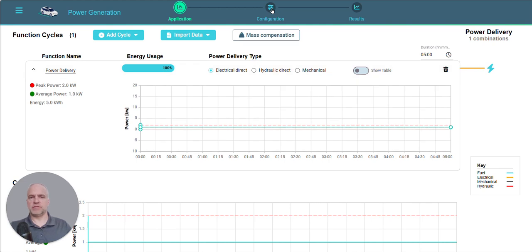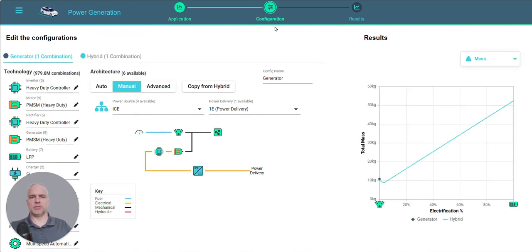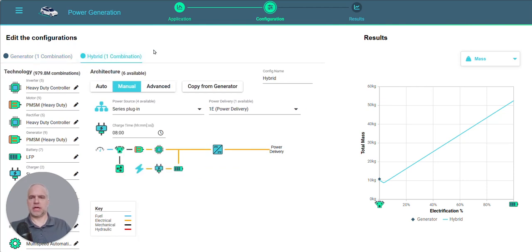But there are different configurations to deliver that power. So we move to the configuration screen. Here is one way, a typical ICE generator configuration. We'll go to the hybrid configuration. This is a series plug-in hybrid. And you see that there's an addition of a charger and a battery associated with it. So now this configuration has the ability to use a battery to deliver that power.